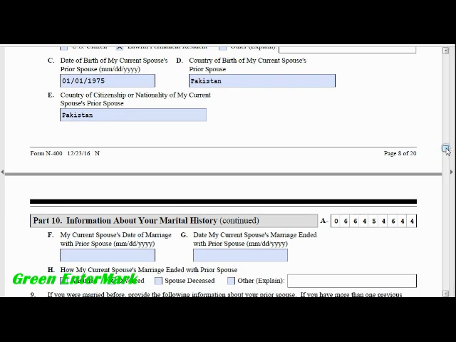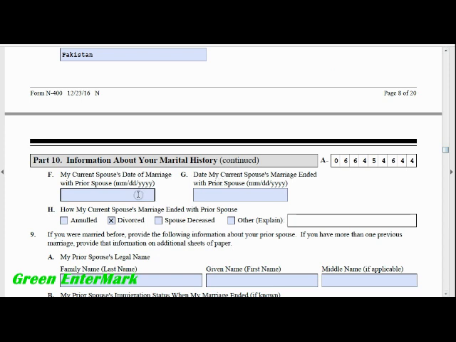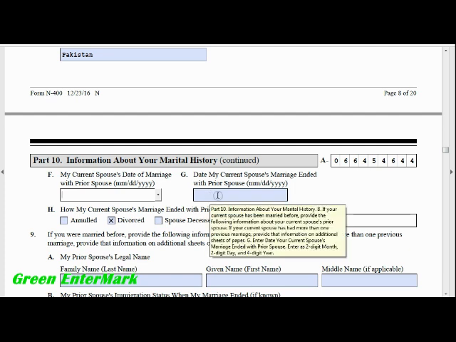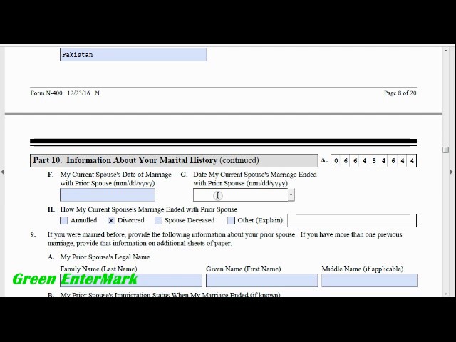Okay. Now, F. My current spouse, date of marriage with previous spouse, the date of marriage of your spouse. Date my current spouse's marriage ended, date of end of marriage, you have to mention here. Then H, how my current spouse's marriage ended with previous spouse: annulled, divorce, spouse deceased, other. Okay.